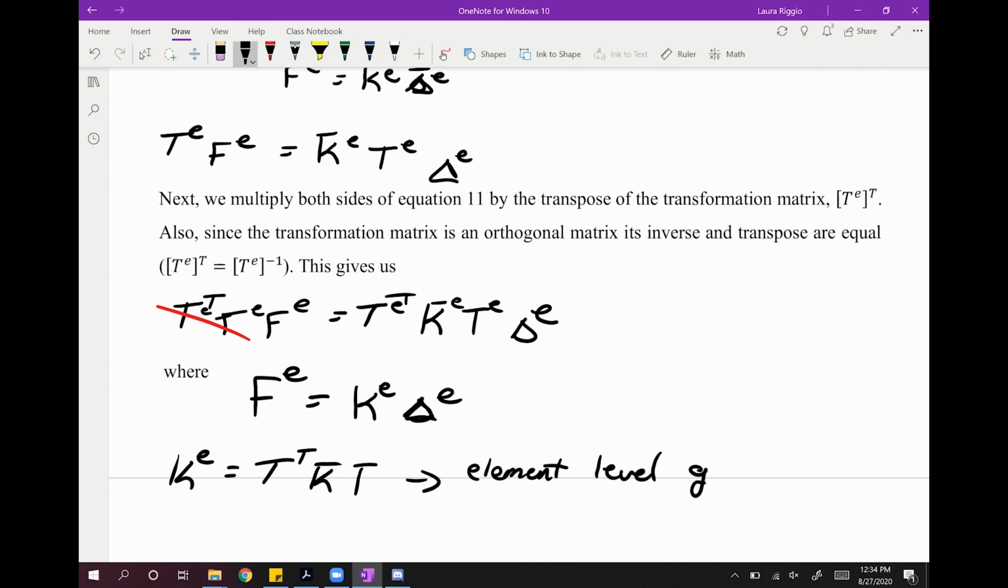and this is your element level global stiffness matrix. So this is still only for a single element. We haven't added any elements to our truss system yet. We're still looking at a single element. What we're doing is we're now expressing the forces and displacements for this single element in the single coordinate system that's going to consist of all of our elements.